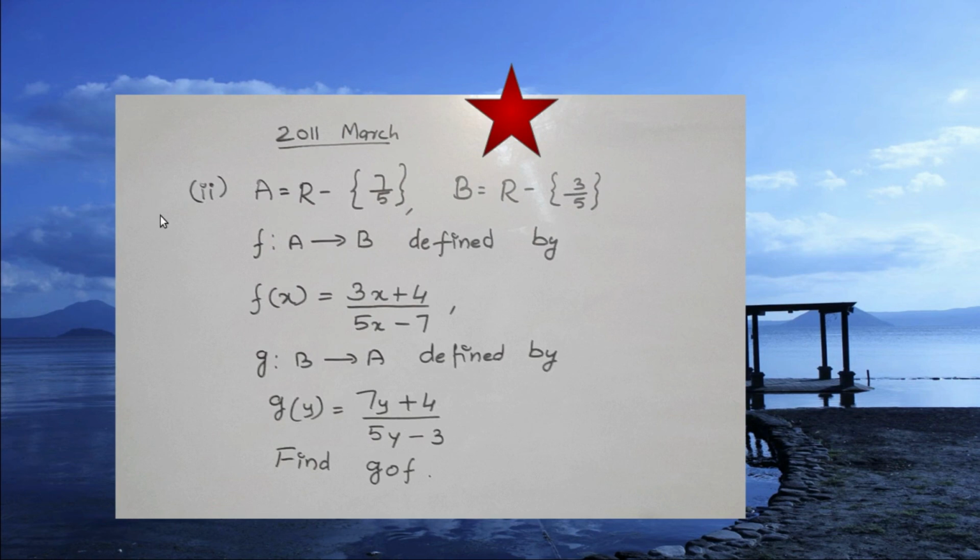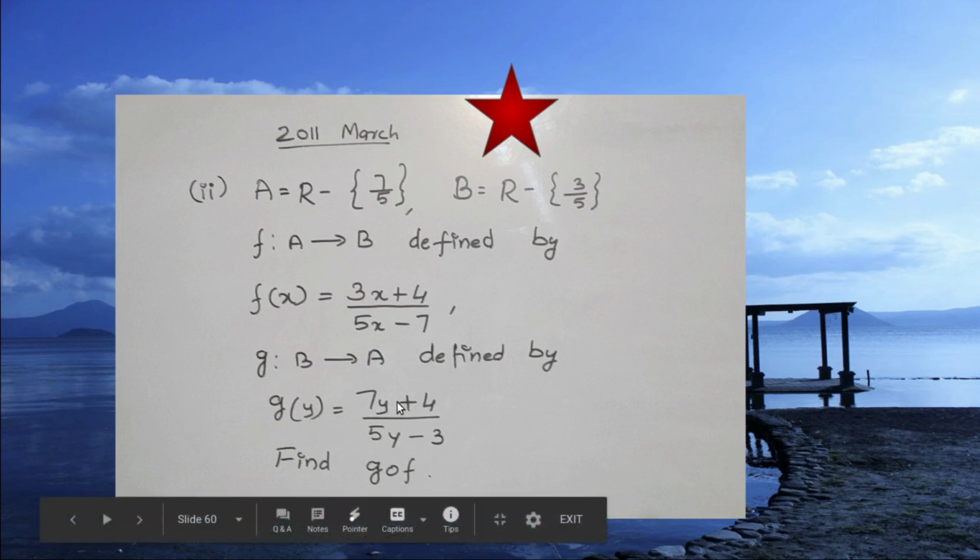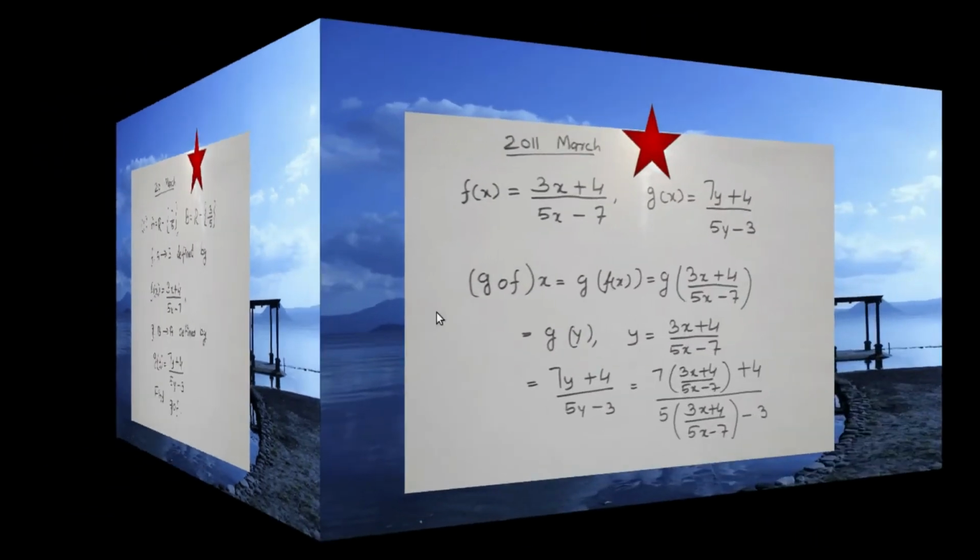2011 March, second problem. Let A equal to R minus the singleton set {7/5}, B equal to R minus the singleton set {3/5}. f from A to B defined by f of x equal to (3x plus 4) divided by (5x minus 7). g from B to A defined by g of y equal to (7y plus 4) divided by (5y minus 3). We have to find g composite f.